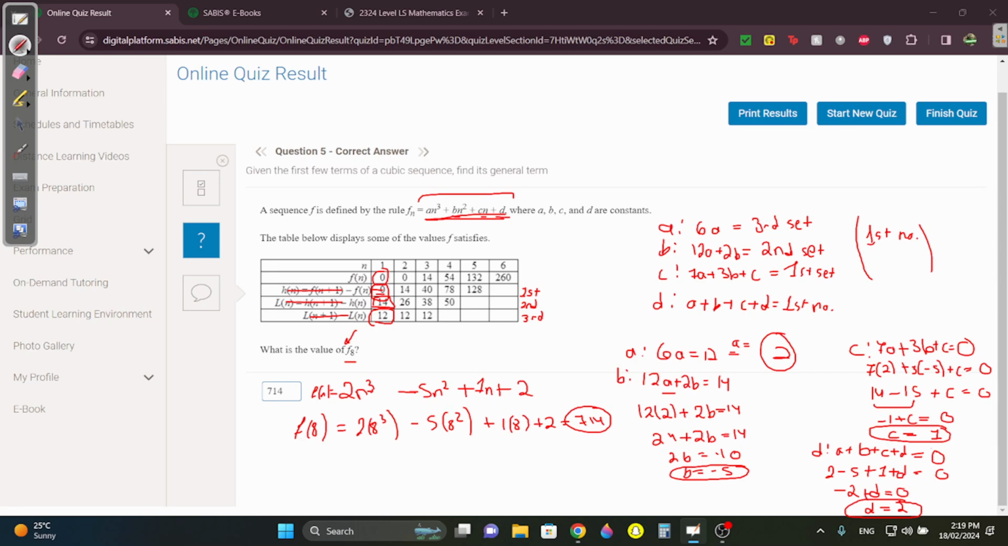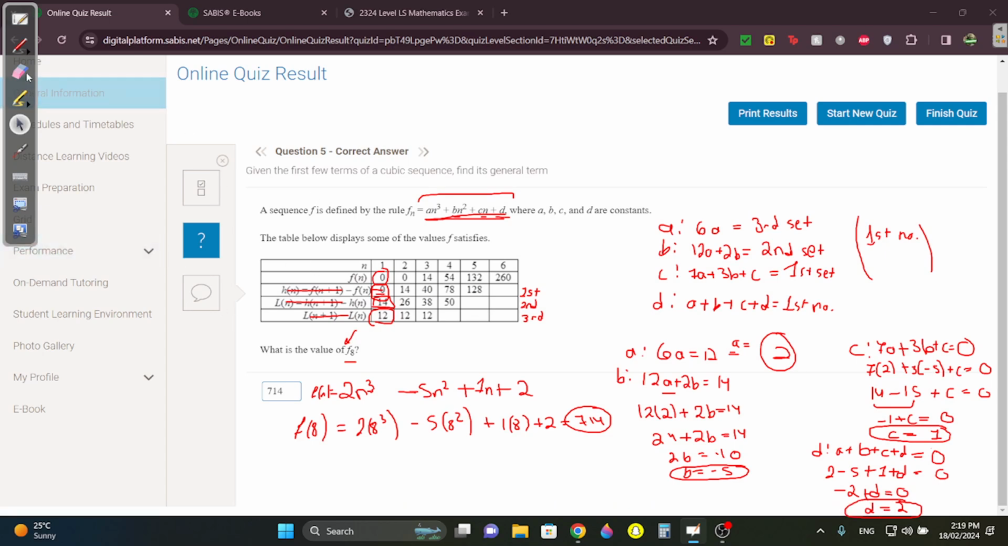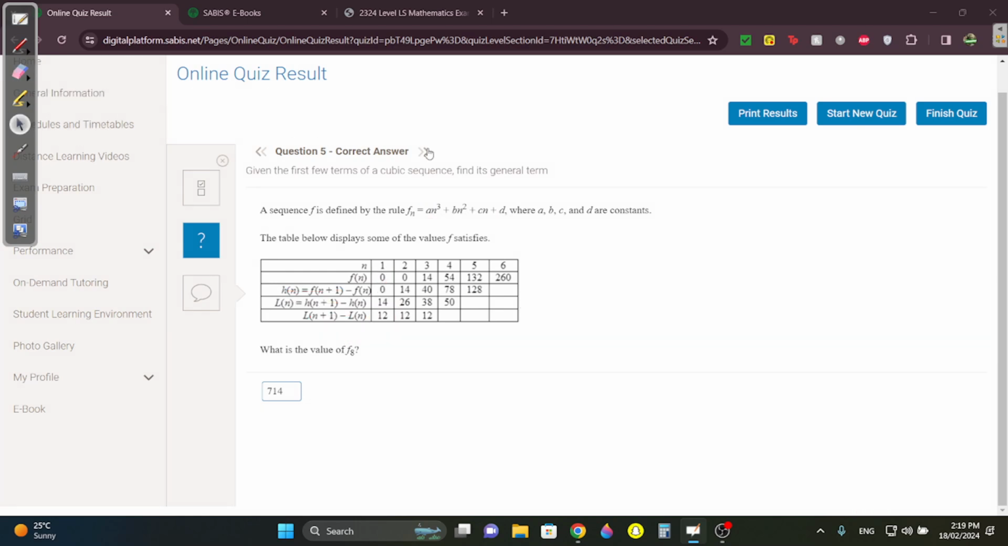Just memorize these formulas please. If you don't memorize the formulas, you won't be able to solve. Yeah, that's pretty much it. Cubic sequences. Question 6.